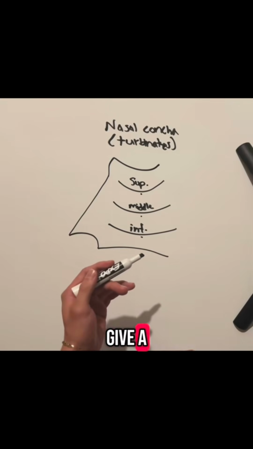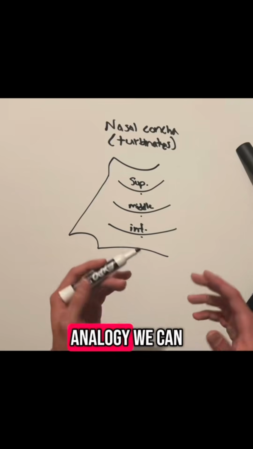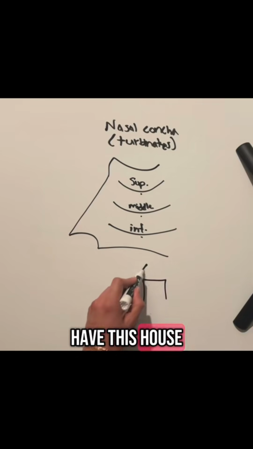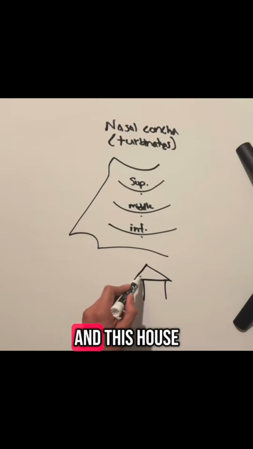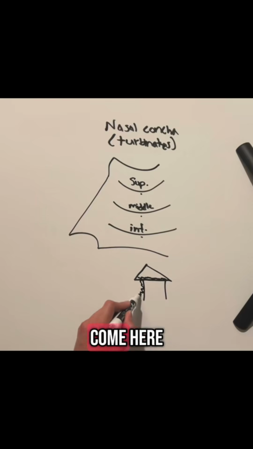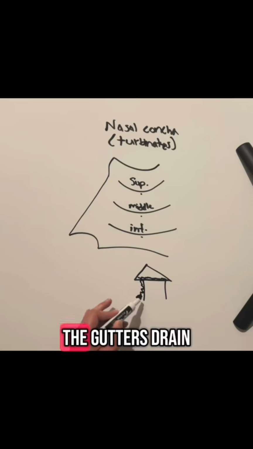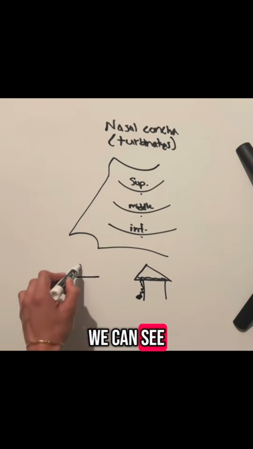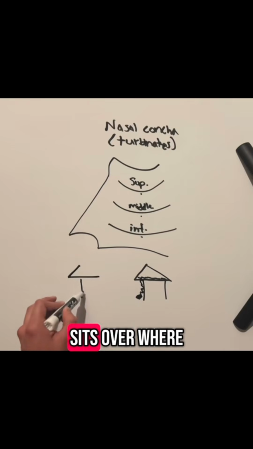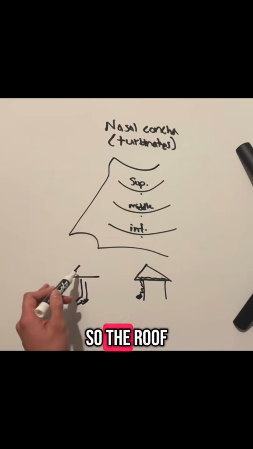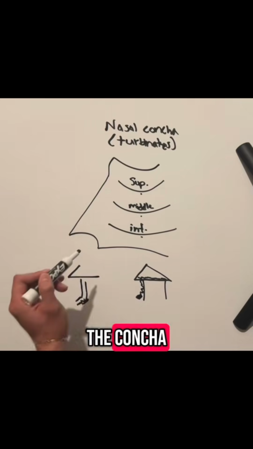To give an analogy, we can think of a house. And so if we have this house, and this house has a roof, and this house also has gutters, well, the gutters come here, the gutters drain here. And so if we look at this a little bit closer, we can see that this roof sits over where these gutters drain. So the roof can be considered the concha.